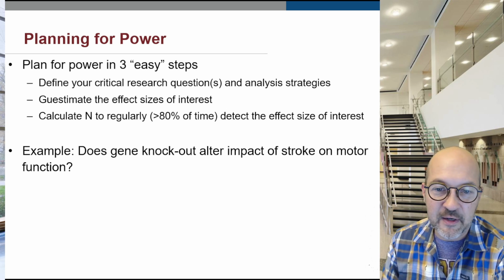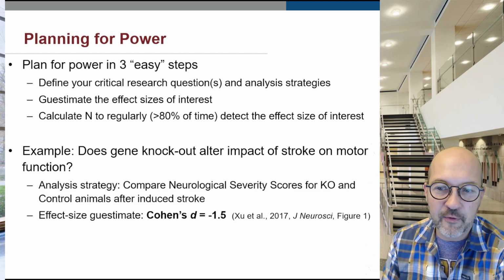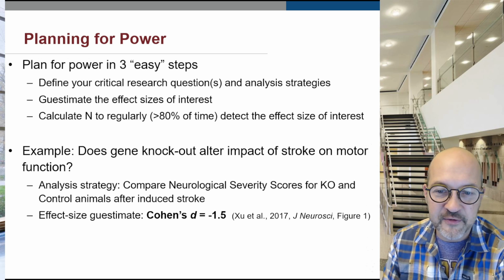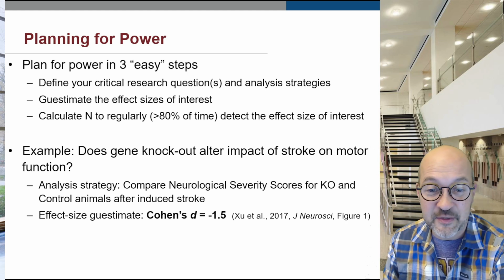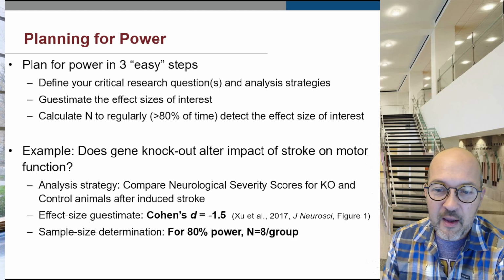To make this guesstimate, normally you'd turn to the published literature. So here's data from Zhu et al., which found that knocking out the PRP gene had a very large neuroprotective effect, 1.5 standard deviations. We could use this potentially as our effect size guesstimate. From that expectation, we can use a power calculator, and it would tell us that with 8 animals per group, we could regularly detect an effect this large. I've defined regularly here as 4 to 5 times, or 80% of the time.